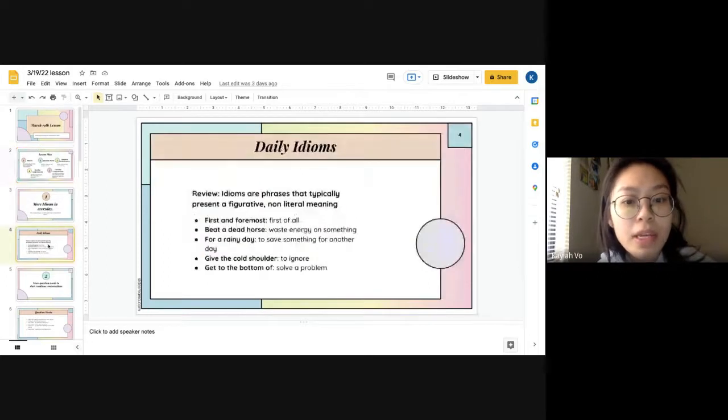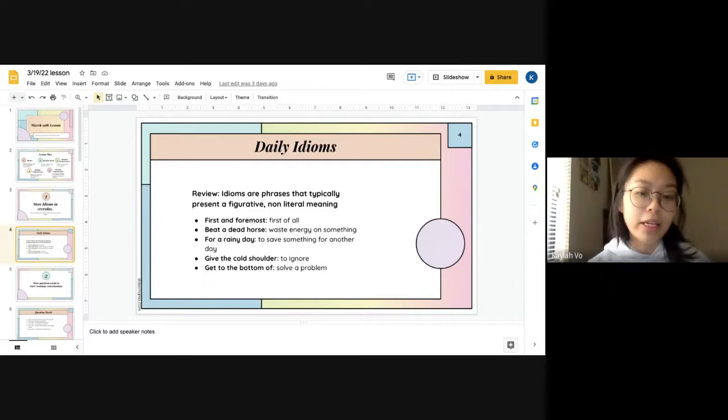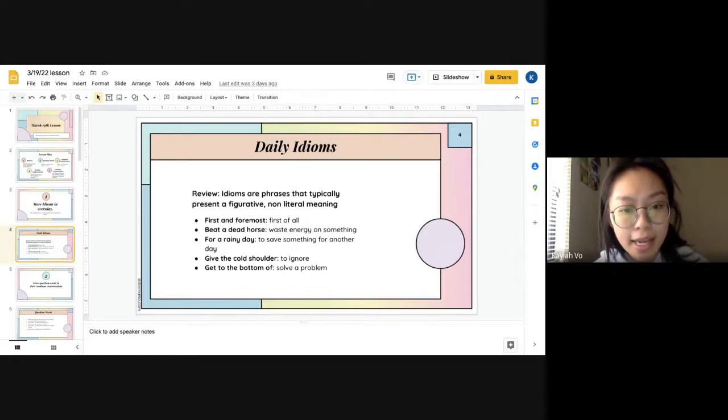So the idioms for this week were, first and foremost, beat a dead horse, for a rainy day, give the cold shoulder, and get to the bottom of. So we would go through this whole list, and I would explain to him in what context you would use it and where you would hear it most. And then he usually asks me questions like if I could repeat how to say it and to give him an example of a conversation where these would be used.